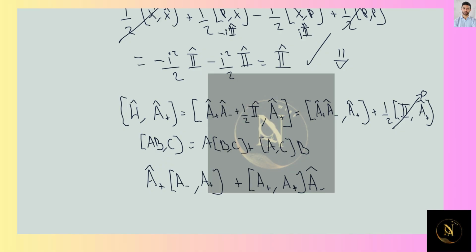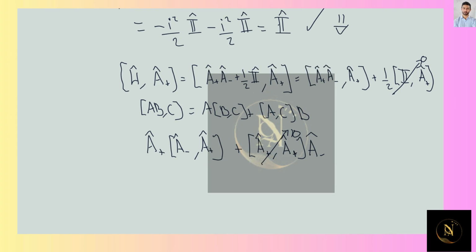A plus with A plus, the commutator between two operators that are the same is always going to be 1. Sorry, it's always going to be 0. So we have a 0 over there, and we arrive at A plus times the commutator of A minus with A plus. But guess what? We already did the calculations, and that is identity. So we find the result of A plus.